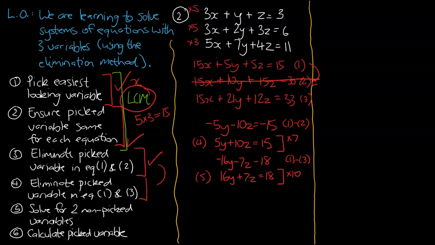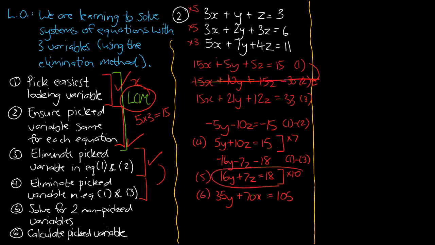So let's do that. We're going to have 5y times the 7, which is going to be 35y. I've then got 10z times 7, that's going to get me to 70z. And that will be equal to the 15 times the 7, which is 105. So again, a new equation, so let's call that number 6.